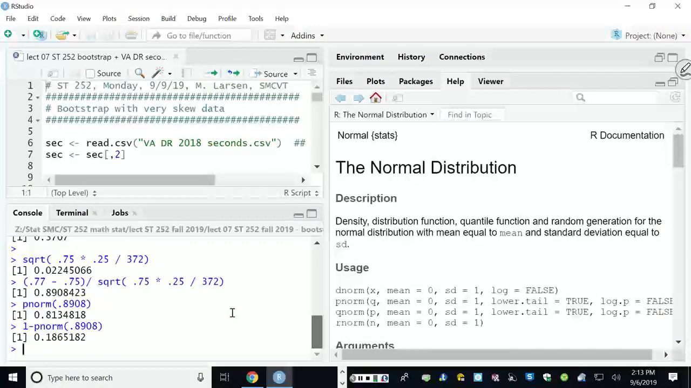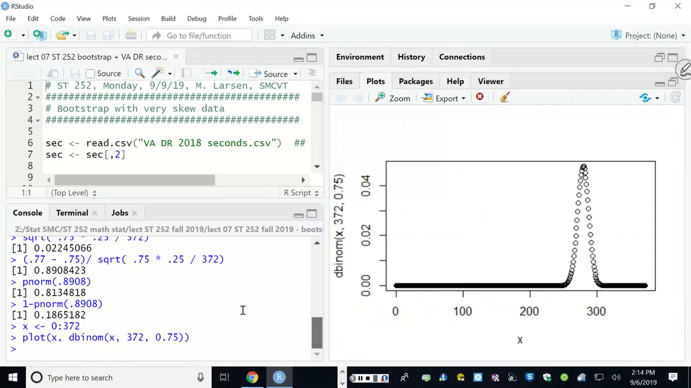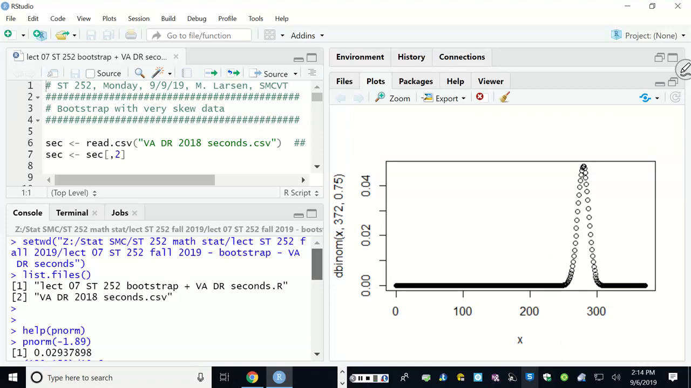So this binomial, we had n equals 372, and x is all the numbers 0 to 372. One thing we can do is plot those numbers of x against the density, the binomial probabilities, which we're not calculating explicitly in this class, but there's a function dbinom within R to do that. If we put in 372 as the sample size and 0.75 as the probability, this is what the probability distribution looks like.